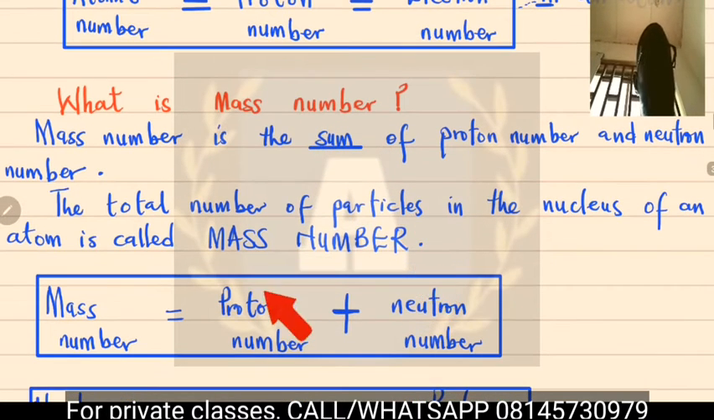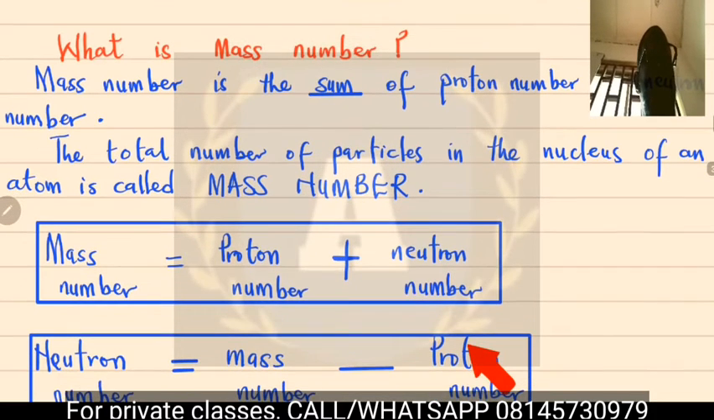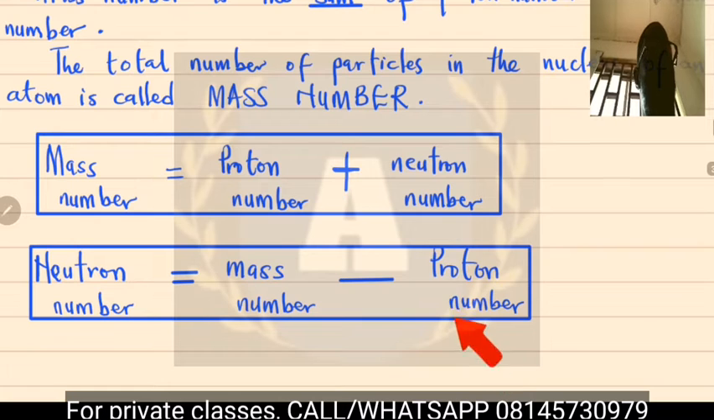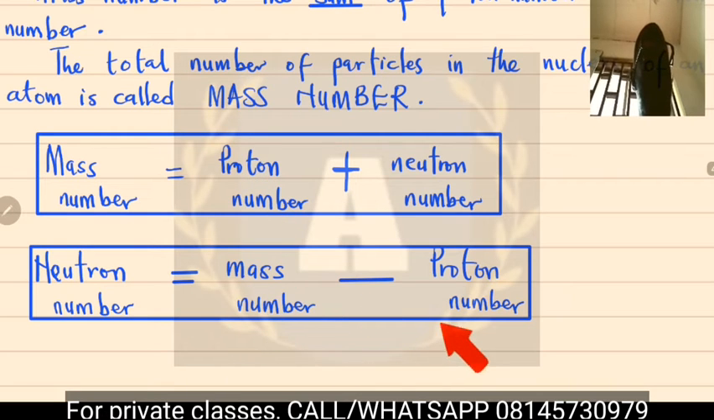We can simply write that using an equation. Mass number is equal to proton number plus neutron number. In a situation where you are asked to calculate the neutron number, you just have to make neutron number the subject of the formula, and neutron number is going to be mass number minus proton number, because proton number is going to go to the other side of the equation.